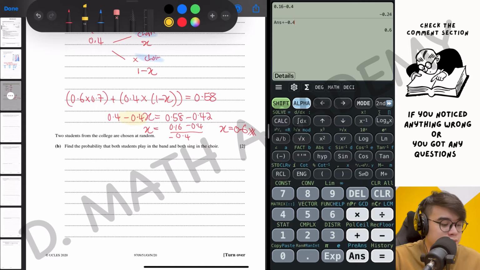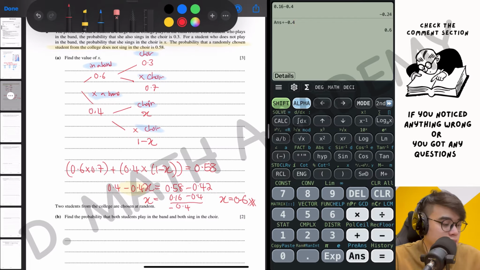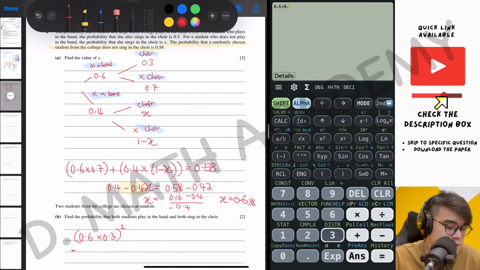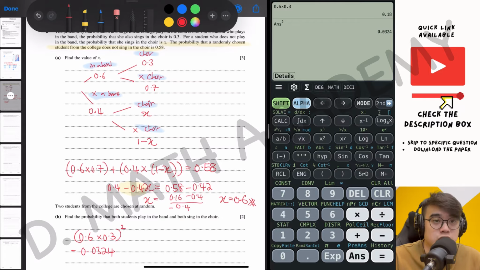Next question: 2 students from the college are chosen at random. Both of them play in a band and both sing in a choir. So, in the band and in a choir, and then 2 of them. Just take 0.6 times 0.3, and then you square it. You should get 0.0324 as your final answer. Notice that there's no change in denominator because they didn't give us exactly how many students there were. All they gave us was the probability. So this is slightly different from what you learned back then in your mathematics.